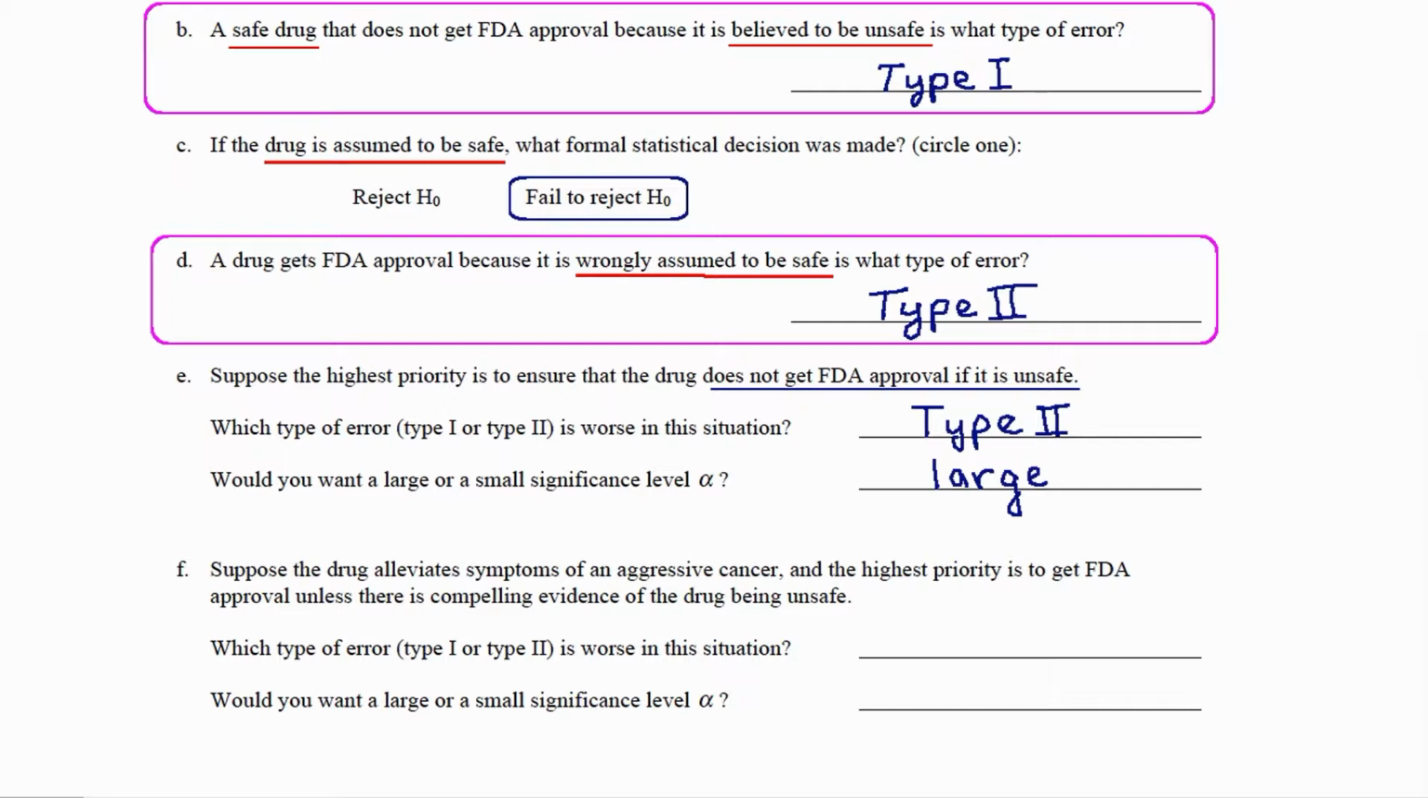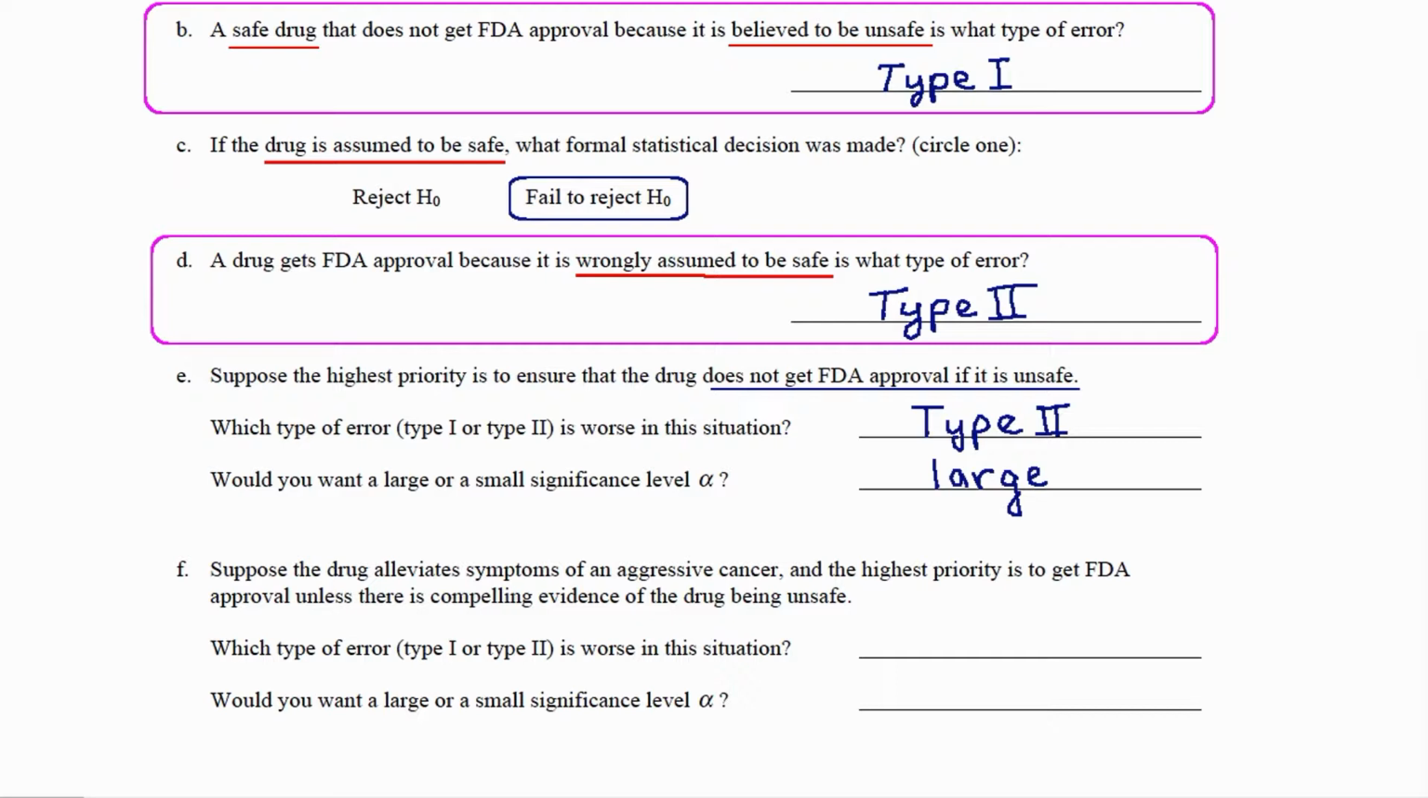So here we have a change of priority. We say, well, now let's suppose you might assume that it's always our highest priority to make sure we don't approve a drug that's unsafe. But if the drug happens to treat an aggressive cancer for terminally ill patients, maybe the safety of the drug isn't as important as it would be if it were treating somebody who does not have a terminal illness, who really having an unsafe drug come into their system might actually affect their quality of life or their length of life. So let's just suppose that it's for an aggressive cancer, terminally ill patients, and that really the highest priority is to try and get that drug on the market and get that FDA approval unless we have really compelling evidence that the drug is unsafe.